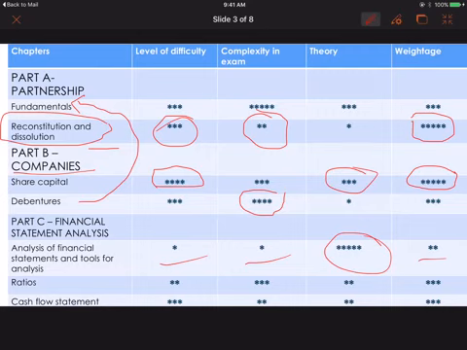Ratios, level of difficulty 2. Complexity, yes, a bit tricky questions sometimes, but not usually. Usually it is very simple questions. Theory 2 star, and then weightage is again 3 star.